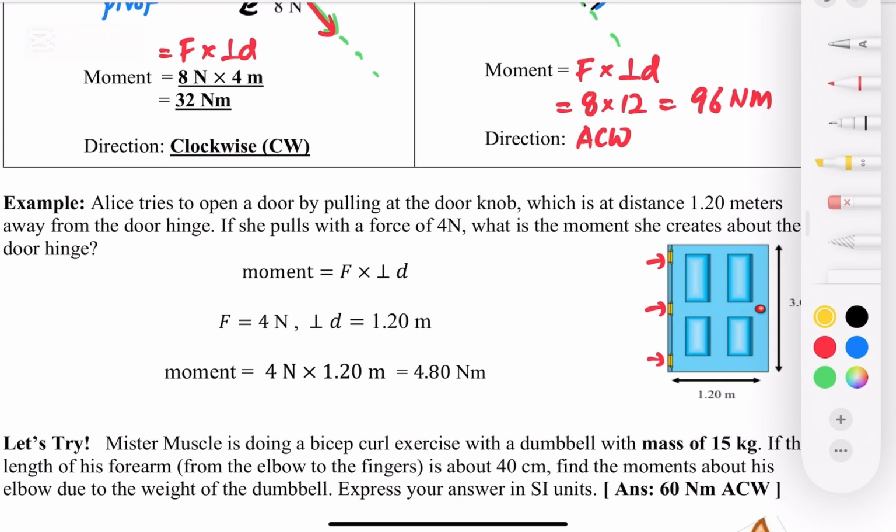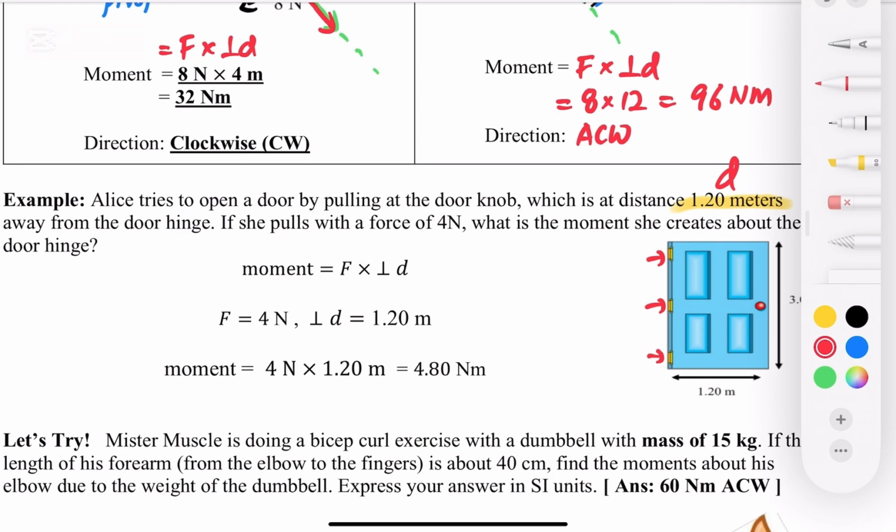So let's read through. Alice tries to open a door by pulling the doorknob at a distance of 1.2 meters, which we label as d, away from the door hinge. She pulls with a force of 4 newtons, and you see that this is the force. So calculate the moment. I wouldn't use the symbol M, because M is for mass. So please spell out in full the word moment. For us there is no symbol to represent moment, not at this level, so let's not worry about that.